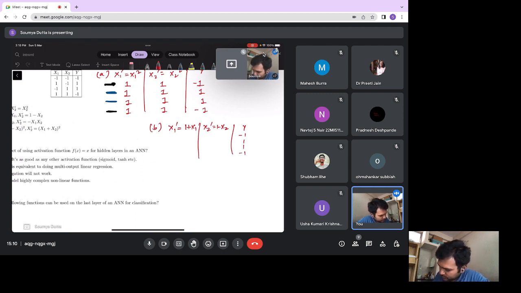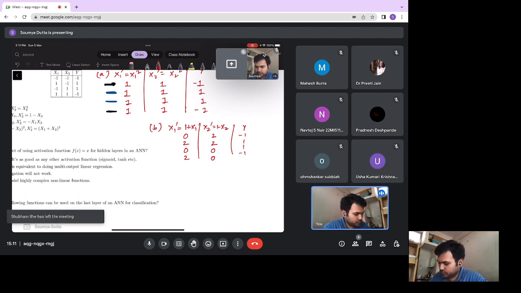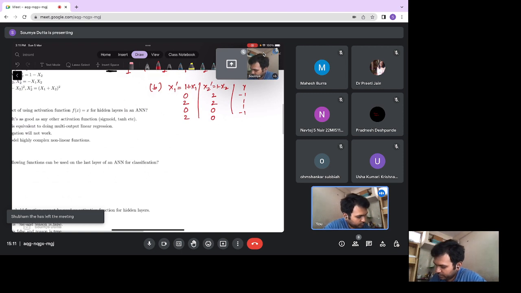What is x1 hat? X1 hat for this would become 0, and x2 hat would be 1 minus of minus 1, so it will be 2. The second one would be 1 plus 1, so it is 2, and that is 1 minus of minus 1, so that is also 2. The third one becomes minus 1 plus 1, so it is 0, and the other one is also 0. The last case is 1 plus 1, so that is 2, and 1 minus 1, so that is 0. So these are the four new points that I have got.